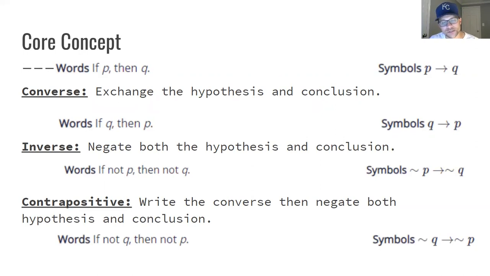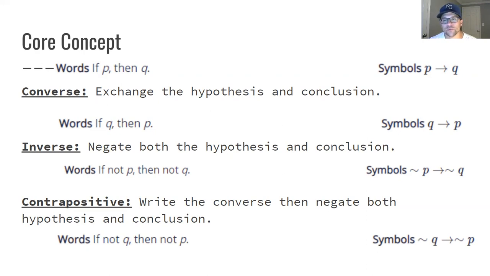To find the inverse, you would keep the same order as your conditional statement, but you would negate, or put the words not, or take out the words not if they were in there, of both your hypothesis and conclusion. So it would read if not P, then not Q. Okay, you have to do both for the inverse. Then the contrapositive is the hybrid, or the combination, of both your converse and inverse.